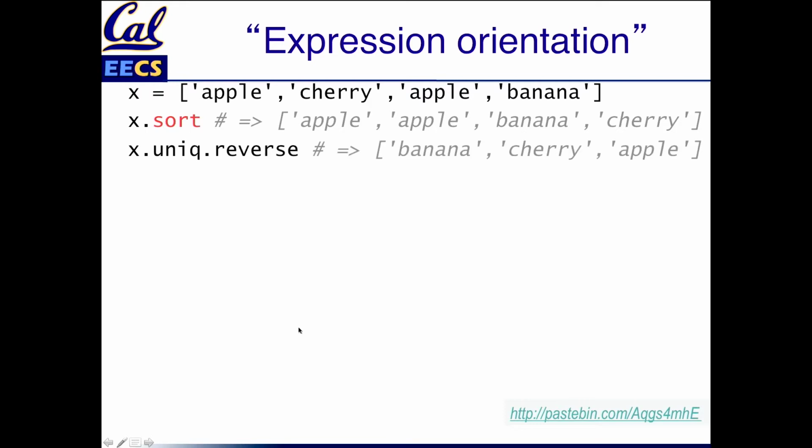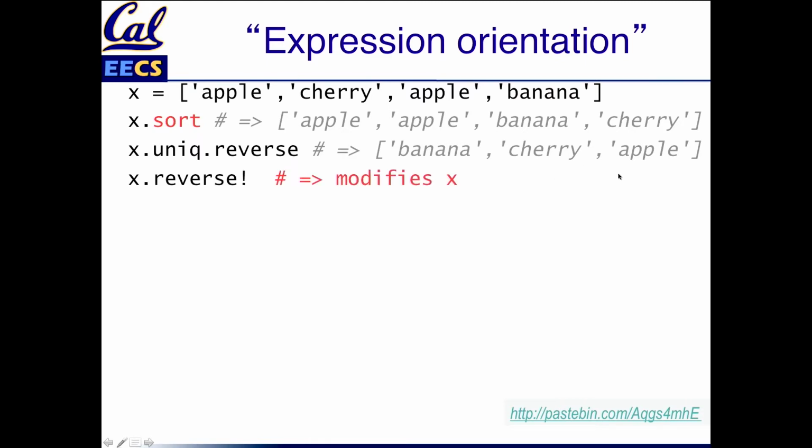I can say take your unique elements, which, by the way, what does that do? It returns a new copy. So x is not being modified here. No x's have been harmed in the preparation of any of these examples. I'm getting a new copy, which is x with the replicated elements removed. And then I'm going to reverse that. So I get banana, cherry, apple.